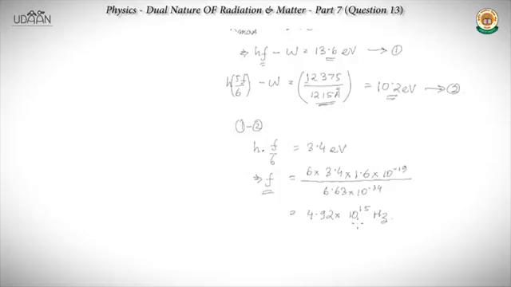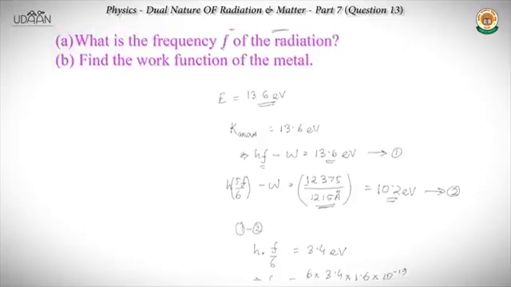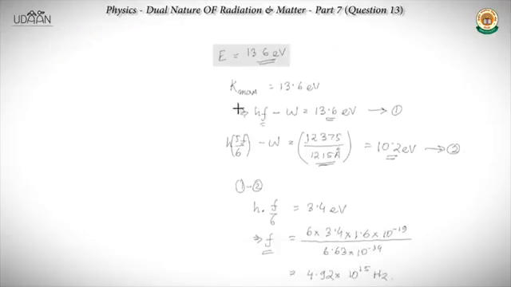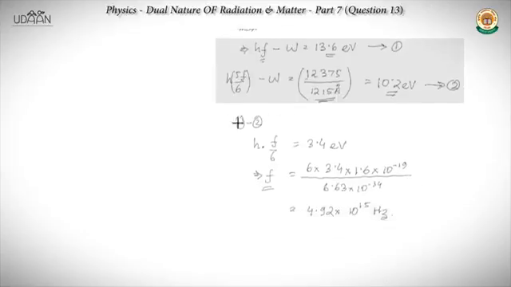So how did we find the solution? In the first part, we had to remember that 13.6 eV is the energy required to ionize a hydrogen atom from the ground state. Then we found two equations based on our usual formula: E is equal to hf minus work function. Subtracting them, 1 minus 2, gave us the frequency f, which was 4.92 into 10 power 15 hertz.